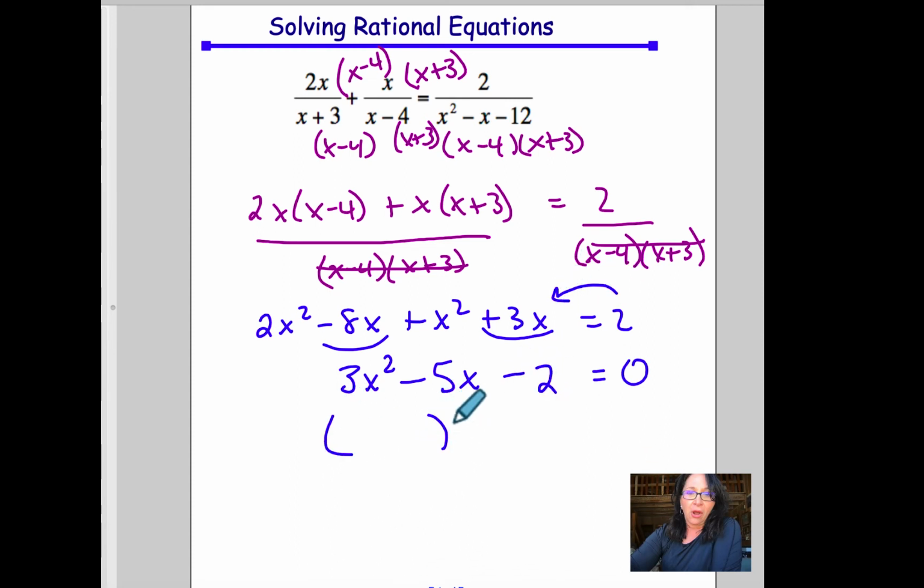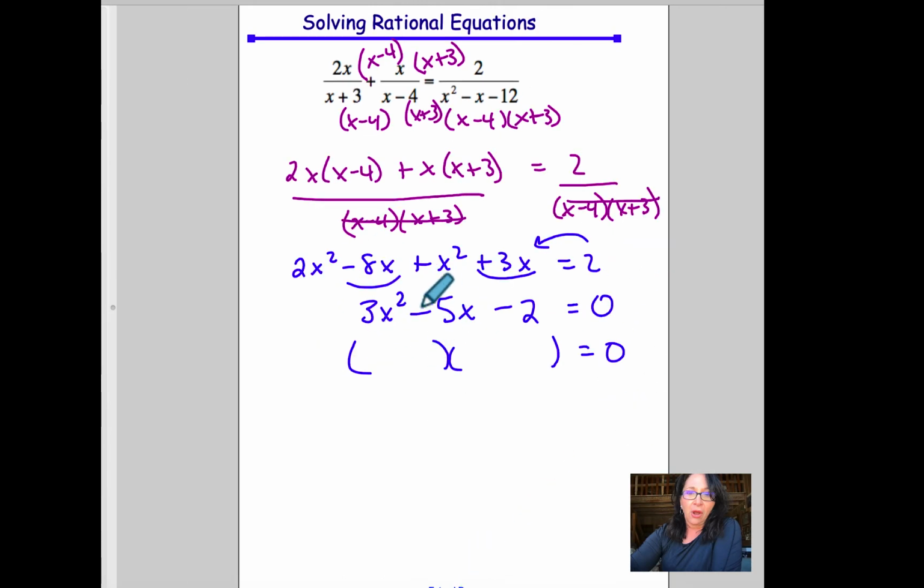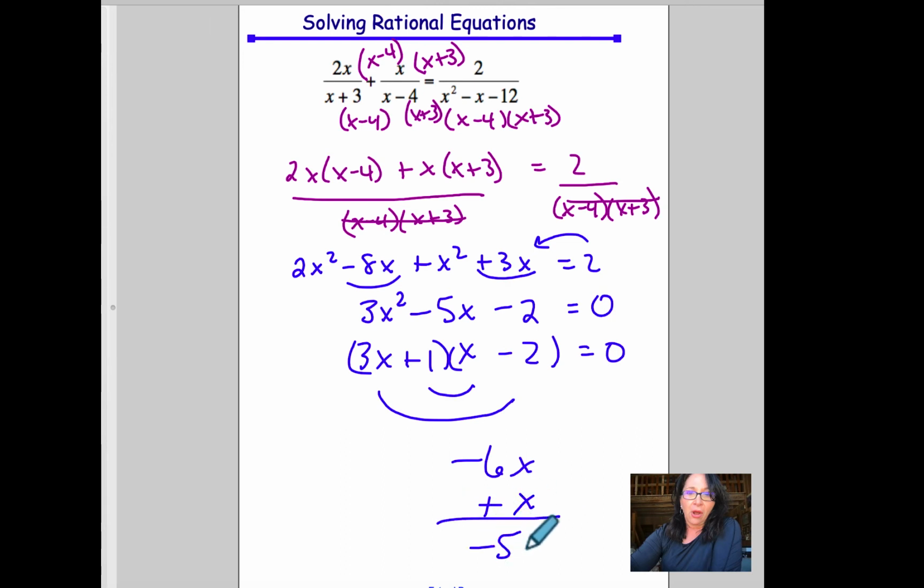And I'm going to see if I can factor. I could use the discriminant to see if it works, but I'm just going to check first. So 3x and then x. And to get a negative sign here, one's going to be plus, one's going to be minus. I'm just going to try 2 and 1. And then when you check, 3x times -2 is -6x. 1 times x is positive x. So that actually makes -5x, which is what we wanted. So that means that we have the right factorization here.